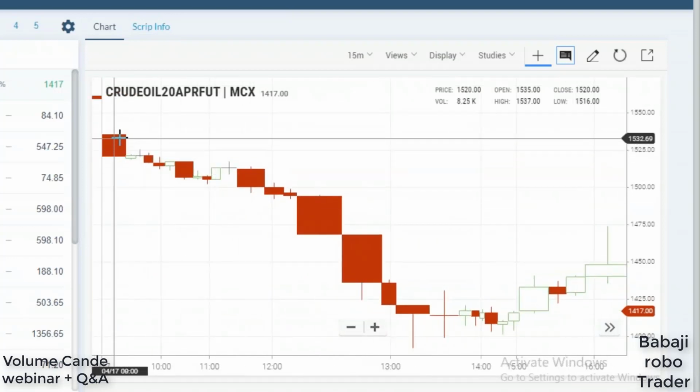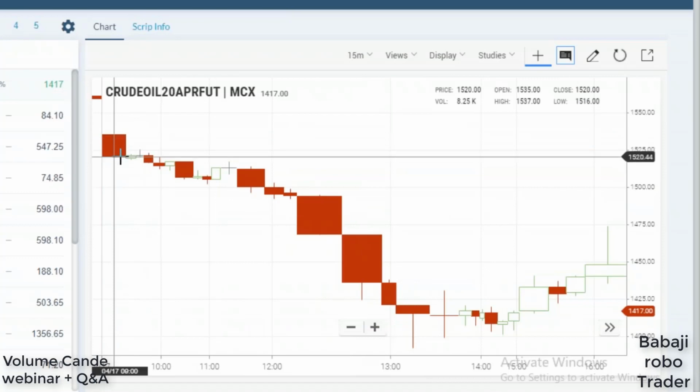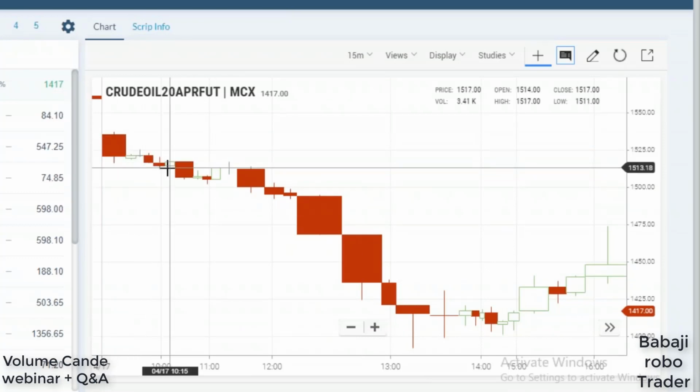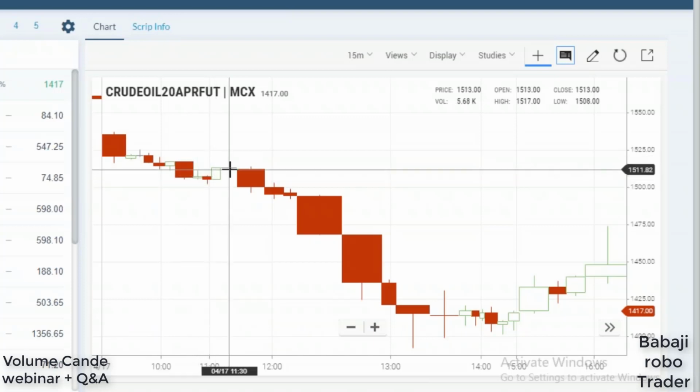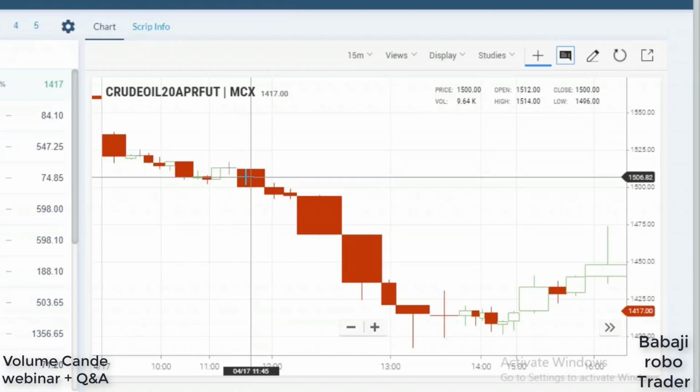We can see the first candle is a bearish one with the huge volume. After that, these are the small candles. Again, we are getting one bigger volume. Again, the market tries to move up, but there is no volume. The volume has dried up. Again, we are getting one selling volume.